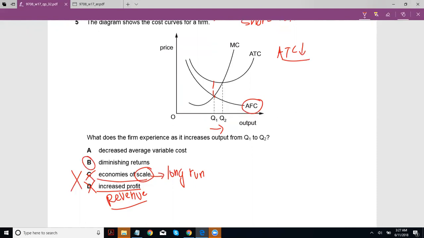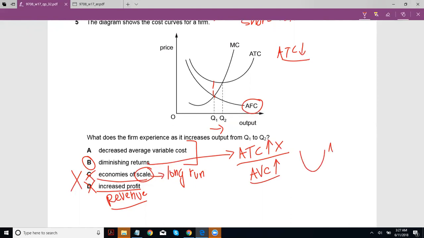And your right answer was B. Why B and why not A? This explanation hopefully will clarify all of that. But one thing to remember with B, remember diminishing returns: they set in not when ATC rises. That's a misconception. They set in when AVC rises. So if this is your AVC curve, then after this particular point, diminishing returns will set in.